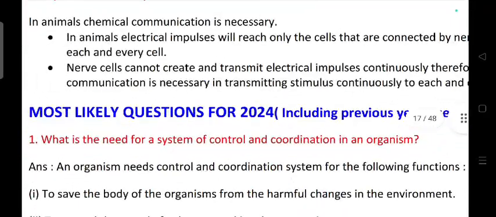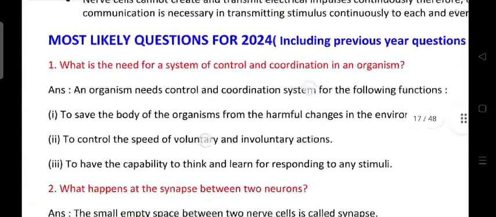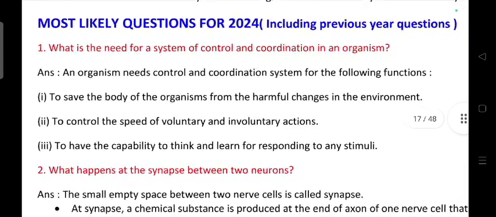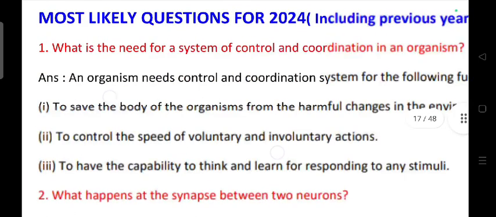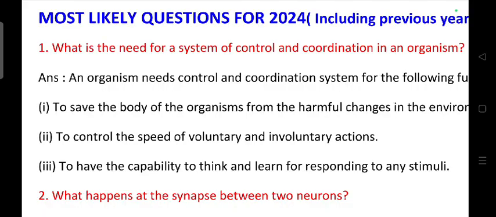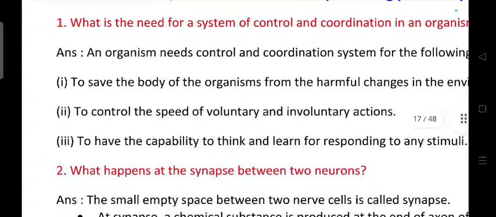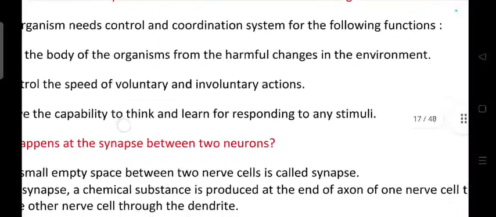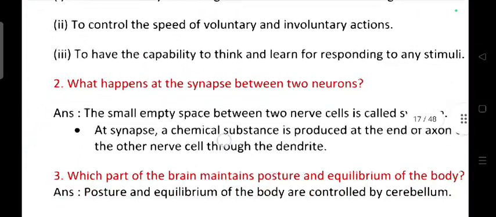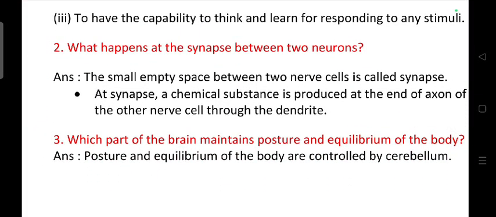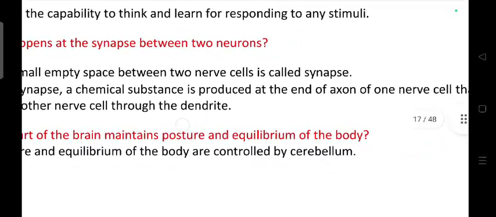So now this is very important part of this video, most likely questions for 2024 including previous year questions. So most important questions which are to appear in next year 2024 paper that you are going to write. So first question would be, what is the need for a system of control and coordination in organisms? So here is the answer. Next, what happens at the synapse between two neurons? So this is the answer.